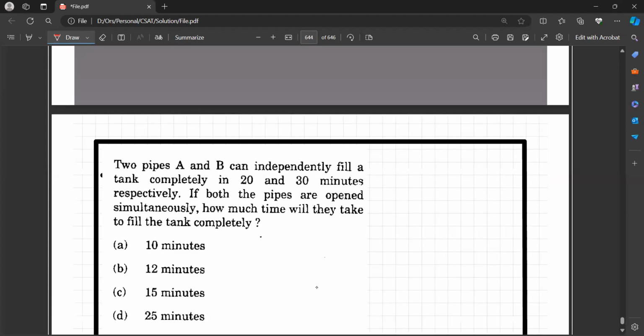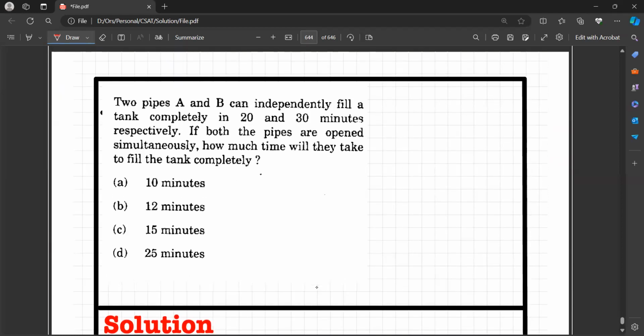Coming to the next topic. The next topic is pipes and cisterns. There is only one question for the topic pipes and cisterns. Let us see that. Question number 1. Two pipes. It is the same as work, time and work problems, which we have completed. So it is a similar kind of topic.